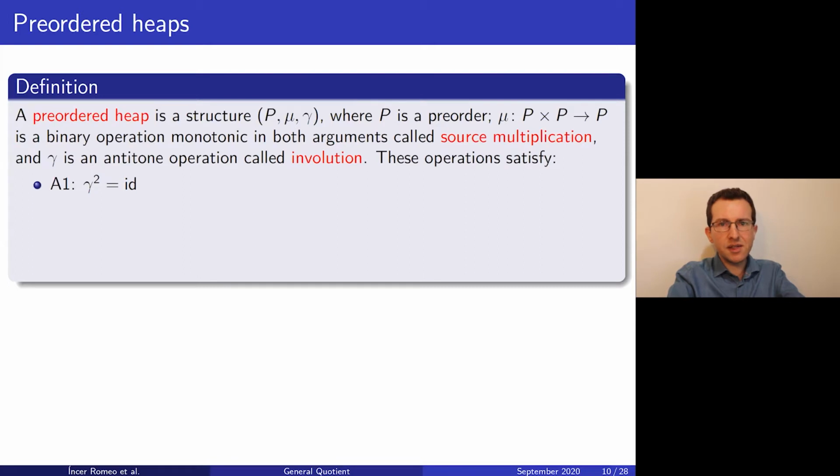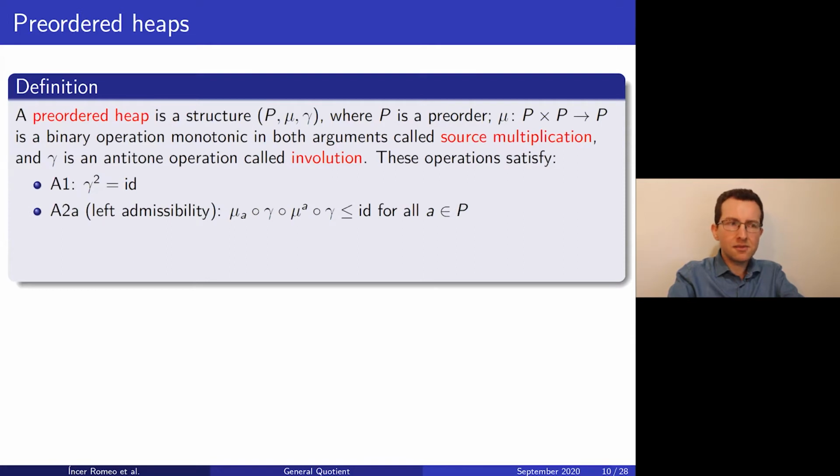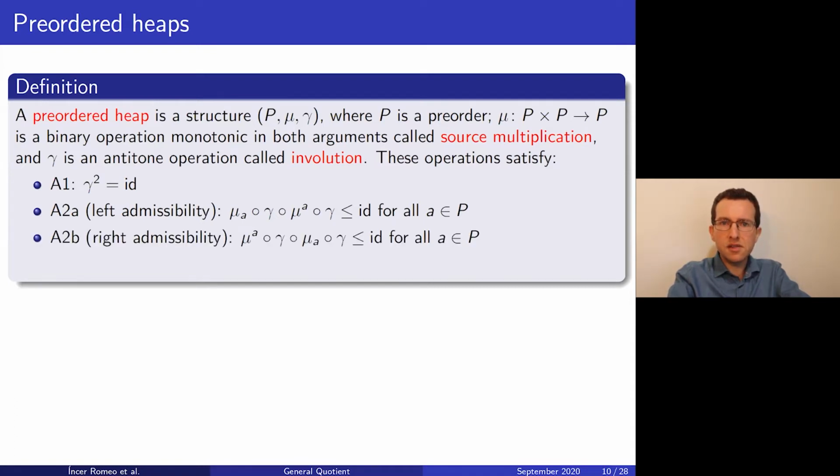The operations satisfy the following identities. Axiom 1: if you apply gamma twice, you get the identity. Axiom A2A is called left admissibility. If you give me any object A of the preorder, this identity has to hold: mu sub A composed with gamma composed with mu superscript A composed with gamma is less than or equal to the identity. And the last requirement is analogous to the previous one. This is called right admissibility, and we simply flip the subindices and the superindices.